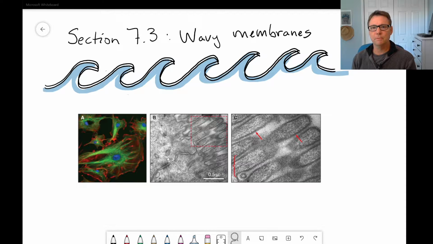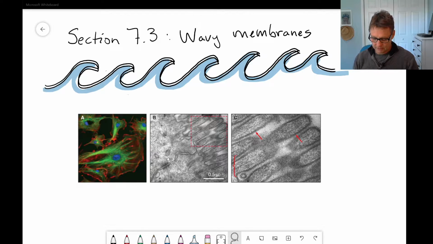And you know that membranes are filled with proteins and that the membrane is a selectively permeable membrane, meaning polar substances won't go through it because of the hydrophobic inside. So here we have three pictures, A, B, and C. And in A, what you can see is a fluorescent staining of the lattice work inside of the cells.